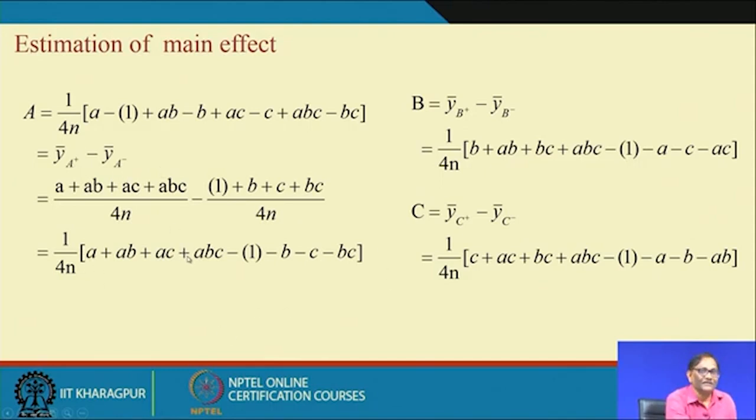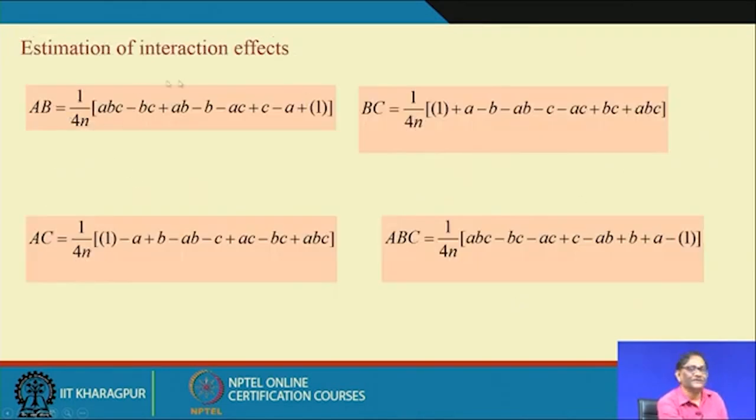Now, we have said that once you have the matrix representing the algebraic signs of the effects, you will be able to find out the contrast. When you divide the contrast by an appropriate quantity, like here 4n for a 3 factor case, or 2 to the power k minus 1 into n for a k factor case, you will get the effect. So, the A effect is computed using this formula, B this formula, C this formula. Similarly, AB, AC, BC and ABC are each computed using their own formula. So, it is an easy one, and I have already explained how it is to be done.